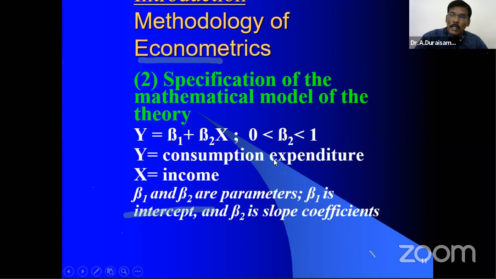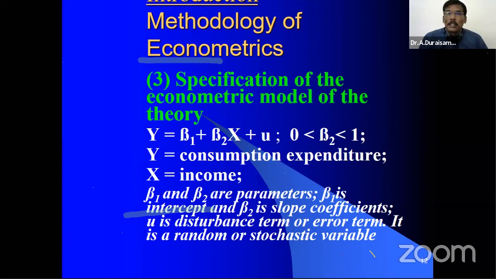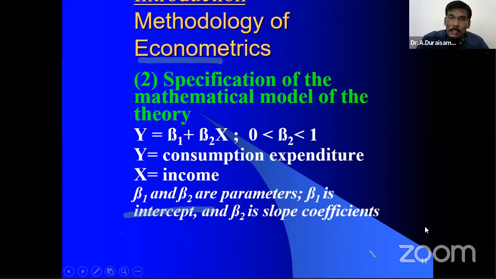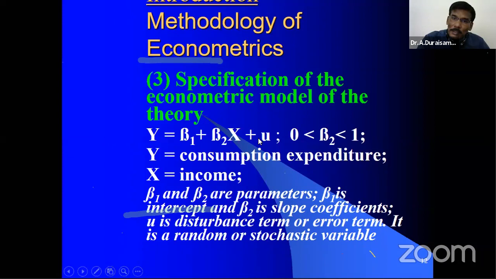Okay, clear, right? So that was the specification of the mathematical model of the theory. But now come to the important one, the specification of the econometric model of the theory. What is the difference between the earlier one and this one? In the earlier one, you don't have an additional variable here, and here now you have an additional variable. Now what difference does this U make? This is what turns a mathematical model into an econometric model. Hope you all understand, right?